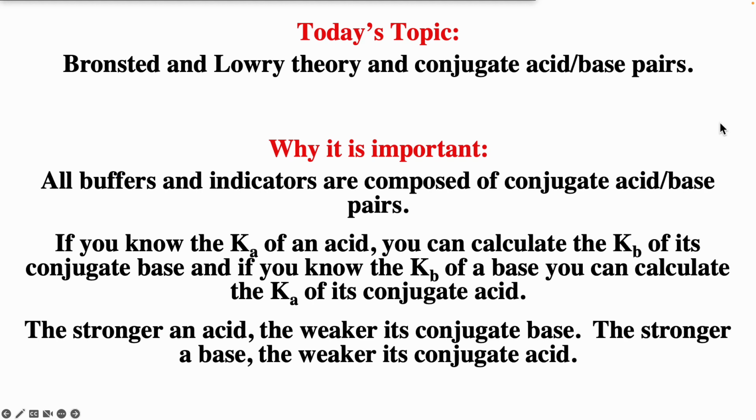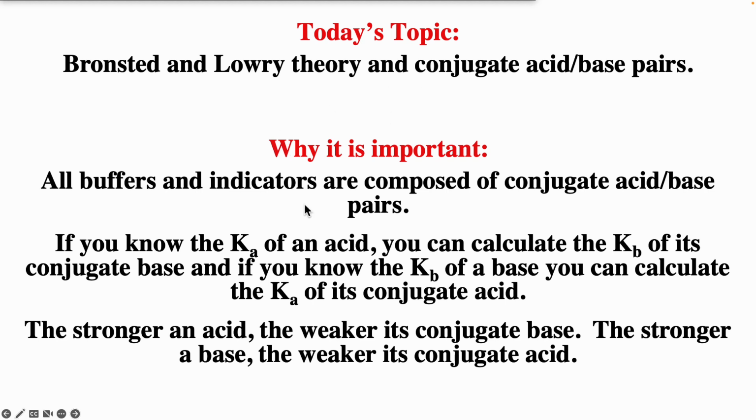It's important because all buffers and indicators are composed of conjugate acid-base pairs. If you know the Ka of an acid, you can actually calculate the Kb of its conjugate base. And if you know the Kb of the conjugate base, you can calculate the Ka of the conjugate acid. The stronger the acid, the weaker its conjugate base. The stronger the base, the weaker its conjugate acid.